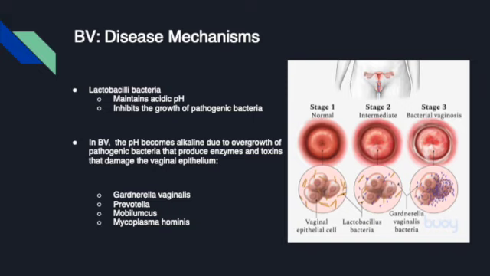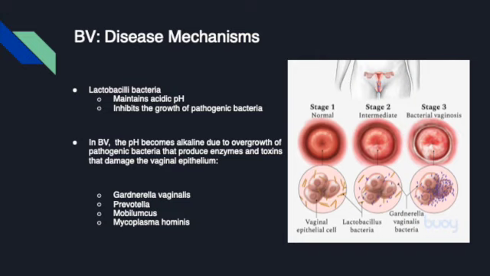In BV, the pH of the vagina becomes more alkaline due to the overgrowth of the anaerobic bacteria, such as Gardnerella vaginalis, Prevotella, Mobiluncus, Mycoplasma hominis. These bacteria produce enzymes and toxins that damage the vaginal epithelium, disrupt the vaginal microflora, and interfere with the normal immune response.